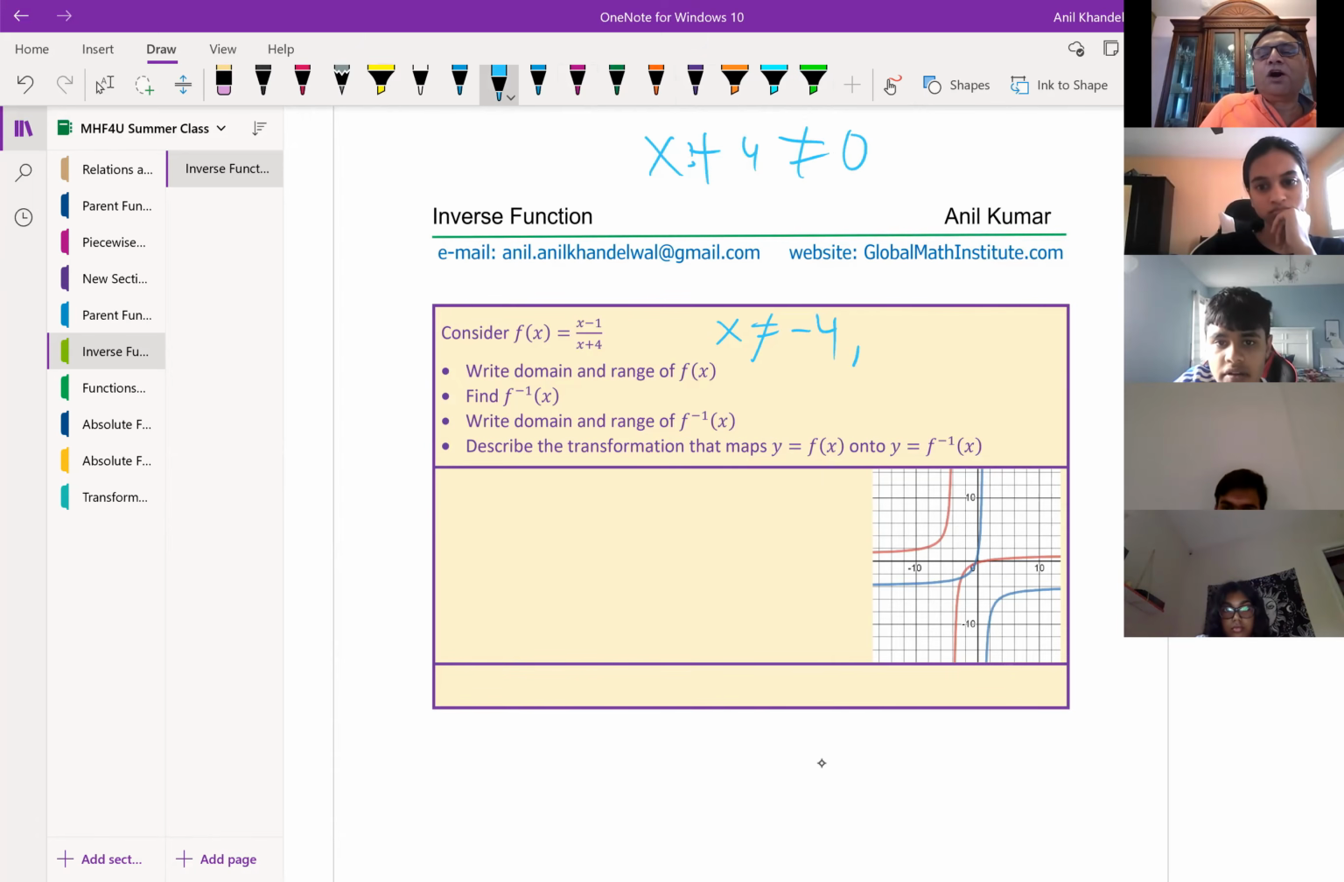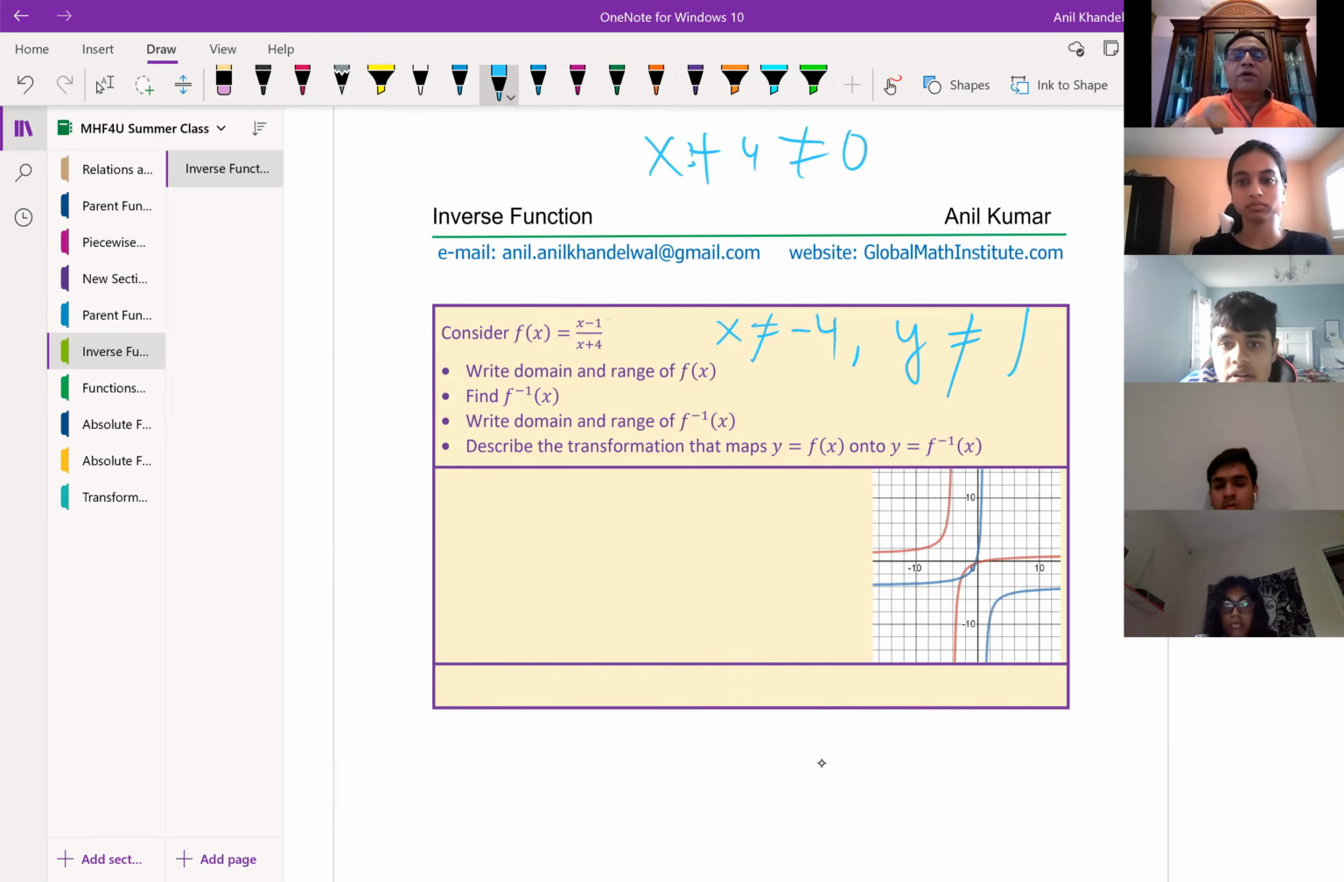Correct. Okay. How about y? Y is not equal to what? Y cannot be equal to 1, because this is different: x minus 1 over x plus 1 is not 1 over x plus 1. So we're looking for these coefficients, and their ratio should not be what their value is.